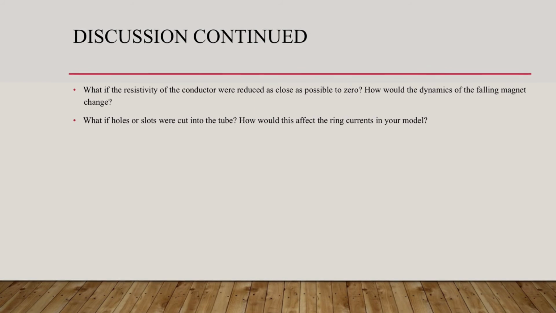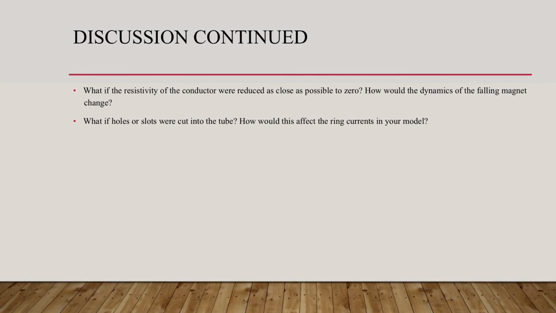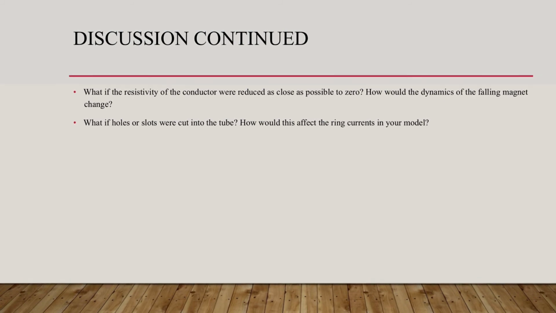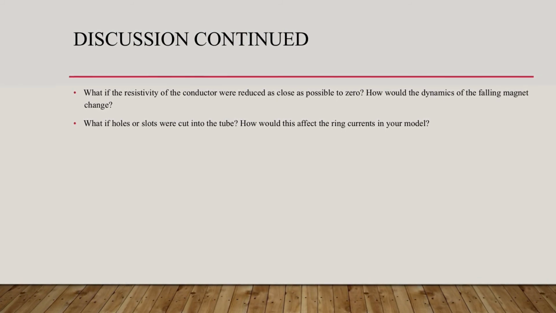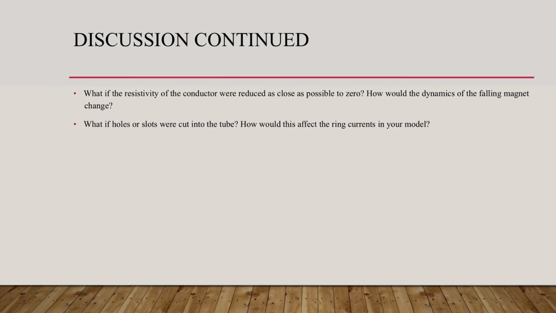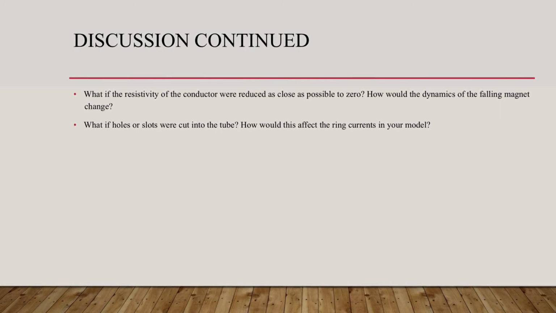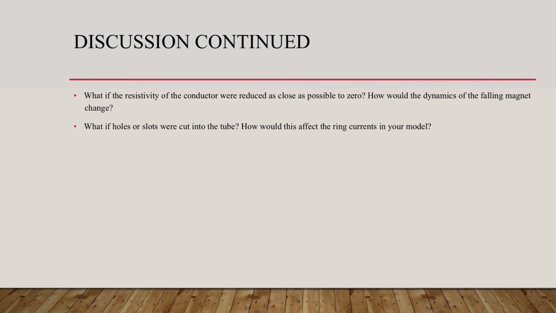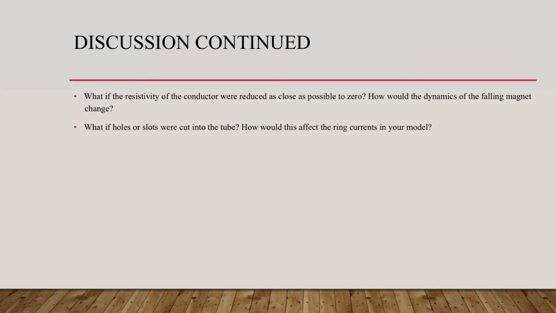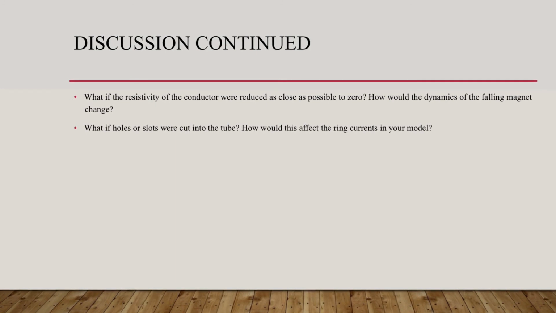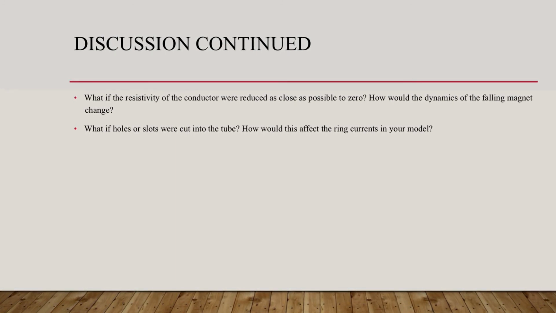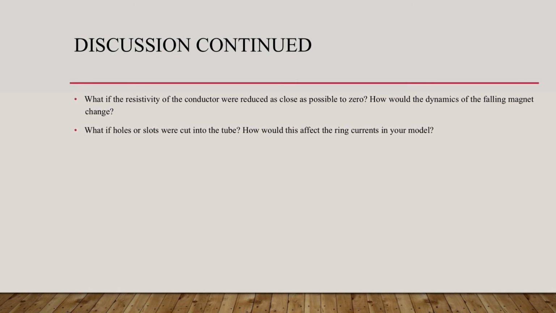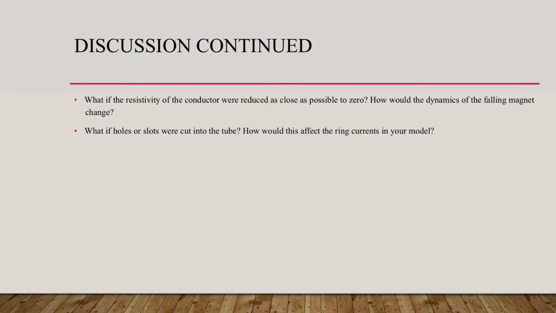If the resistivity of the conductor were reduced as close as possible to zero, there would be no magnetic force in the opposite direction as the magnet falls through the tube. This would be similar to a magnet falling through a plastic tube, in which only the force of gravity acts on it. This is because the electromagnetic force is related to the current, which is the voltage over resistance. So if there is no resistance, then there could be no electromagnetic force, and therefore there would be no force acting in the opposite direction.